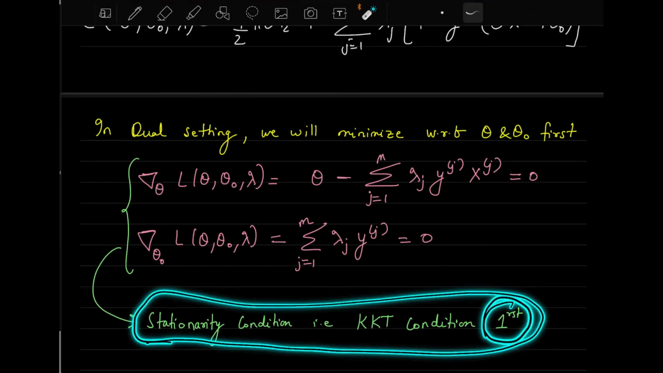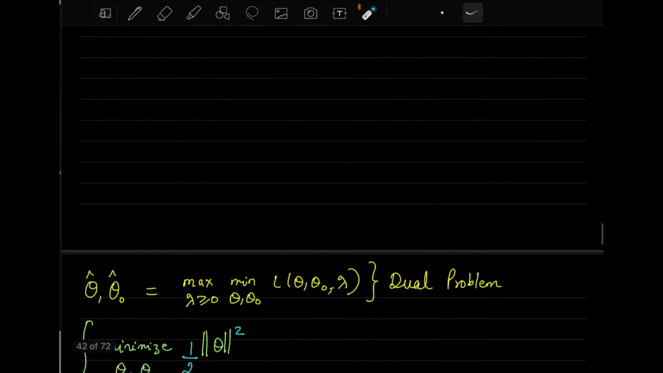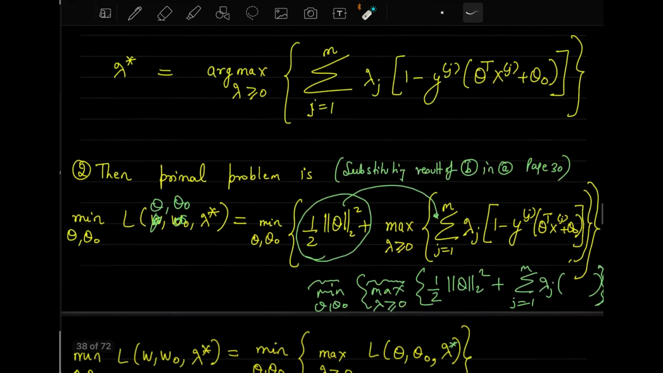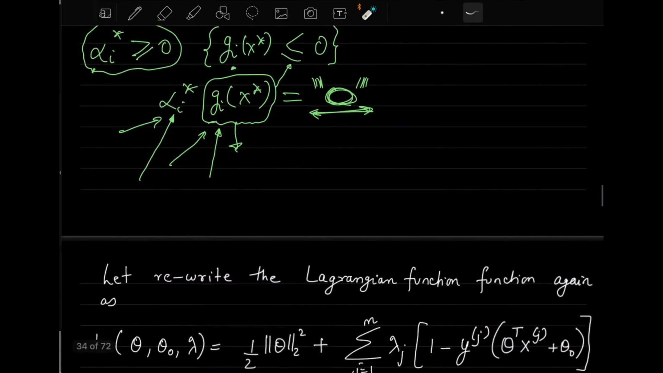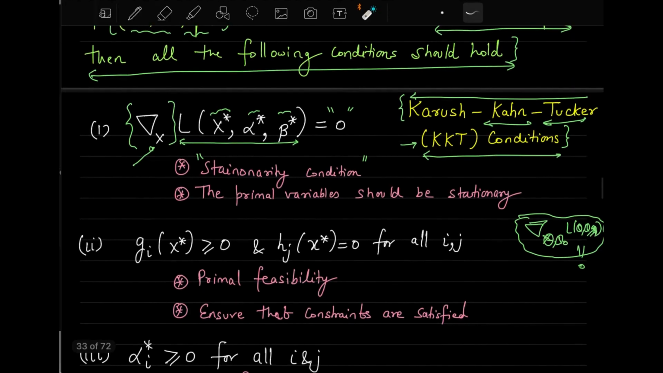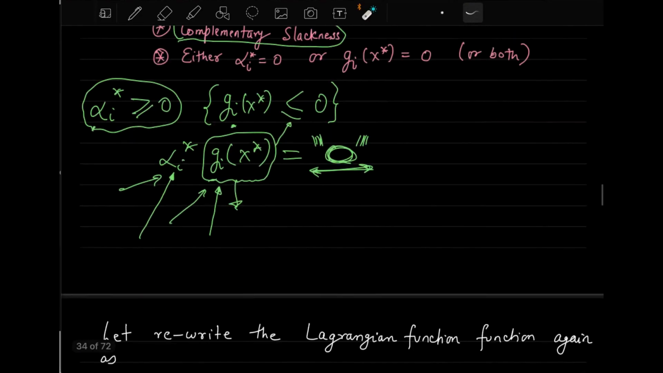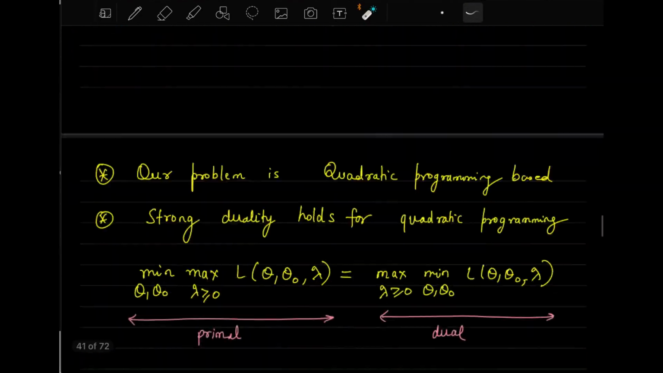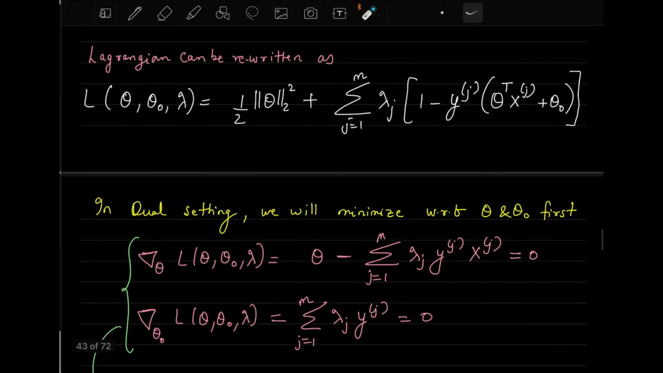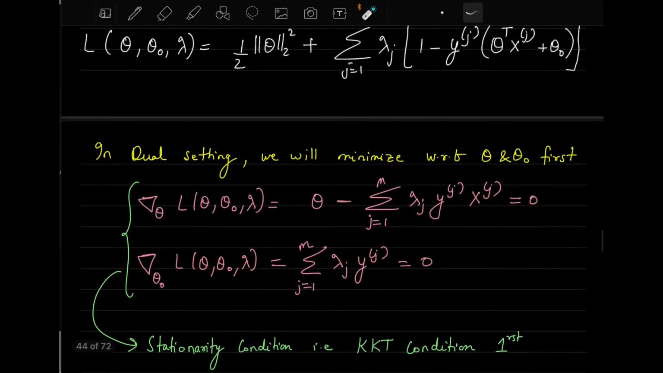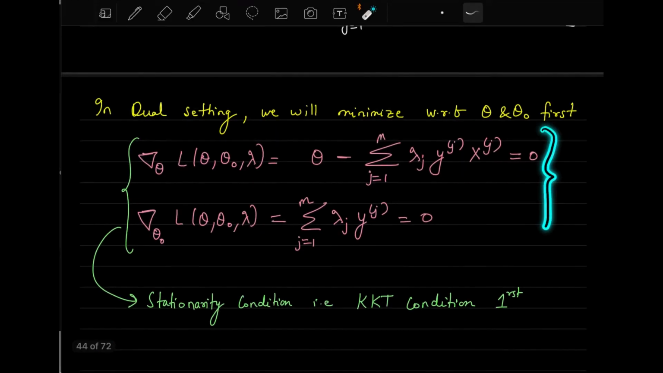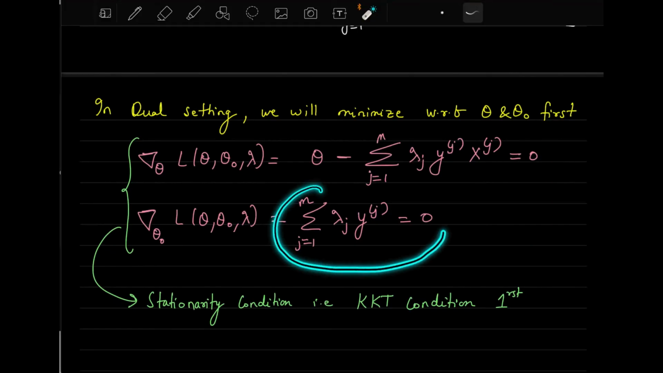If I go back and show you the KKT condition, what does it say? The KKT condition says that the derivative with respect to the primal variables has to be equal to 0. So this is what we are doing here. This is the first KKT condition that we have on this side. So we are equating both of them to 0. So this is the second condition and this is your first condition here.